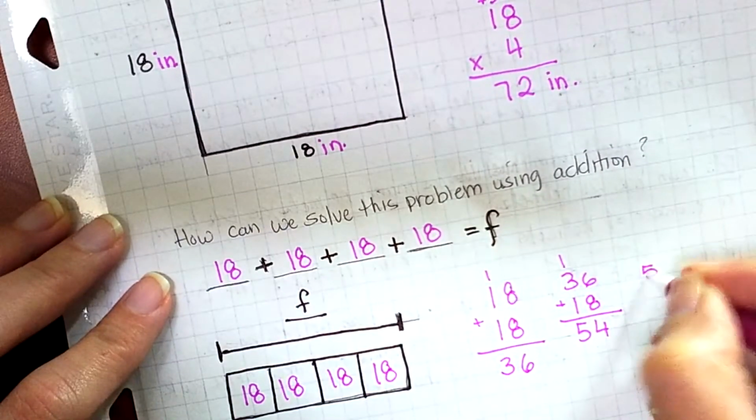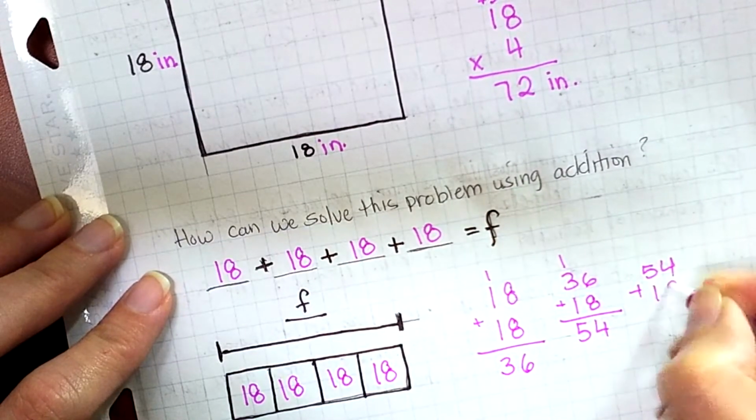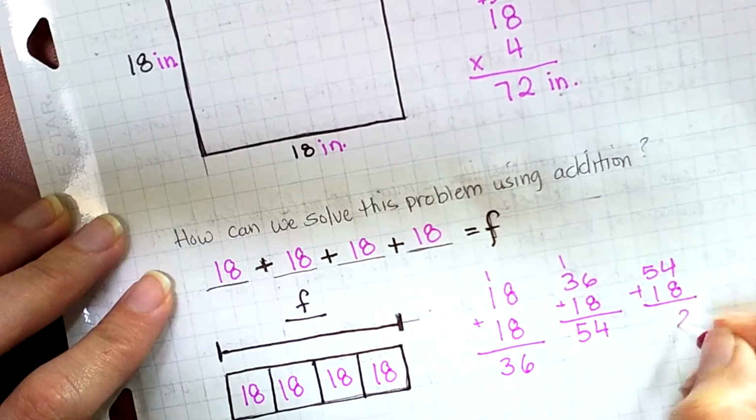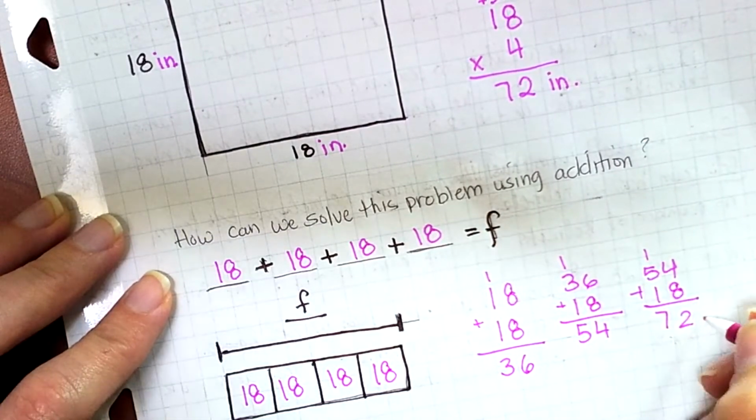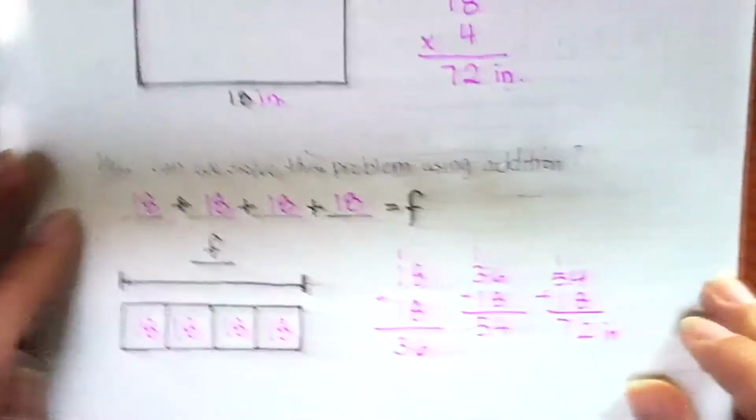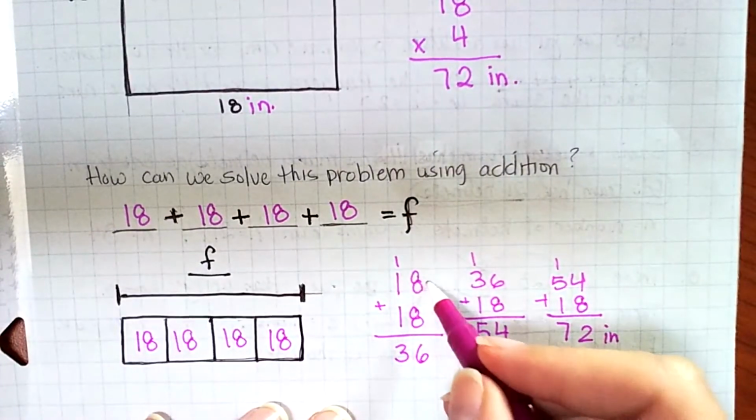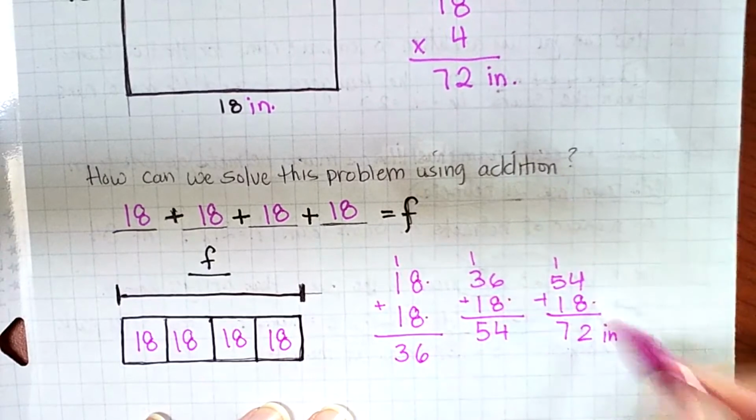And then our 54 plus that last group of 18, and we end up with the same thing. We end up with 72 inches at the end. So I added 18 1, 2, 3, 4 times.